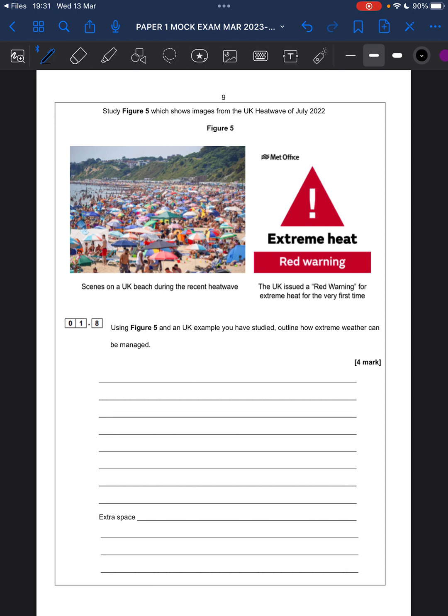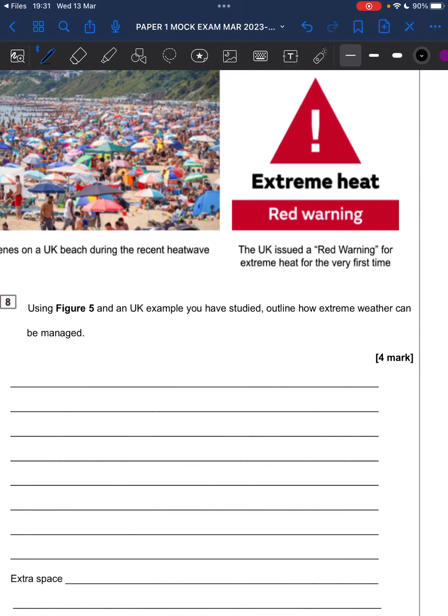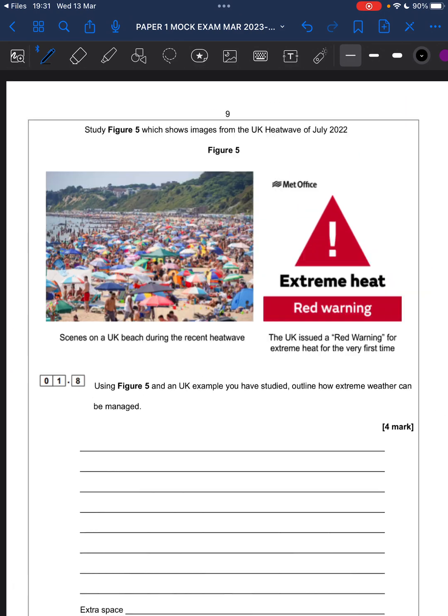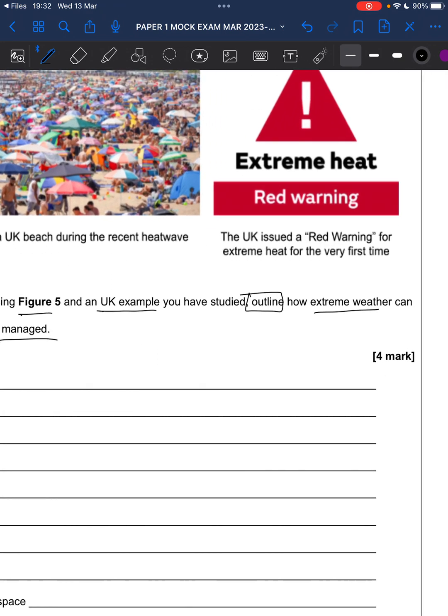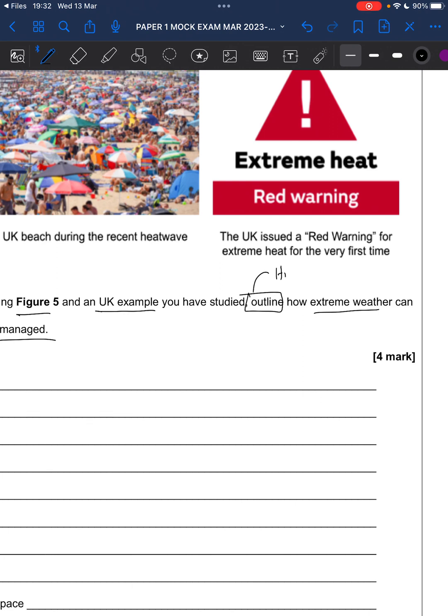Okay, again, remember, I'm not here to just give you the answers, but let's have a little look. So we have got scenes on a UK beach during a recent heat wave, and a red warning being issued by the Met Office. And it says, using figure 5 and a UK example you have studied, outline how extreme weather can be managed. Now, an outline is what I would call a hidden explain. It just wants you to explain it.